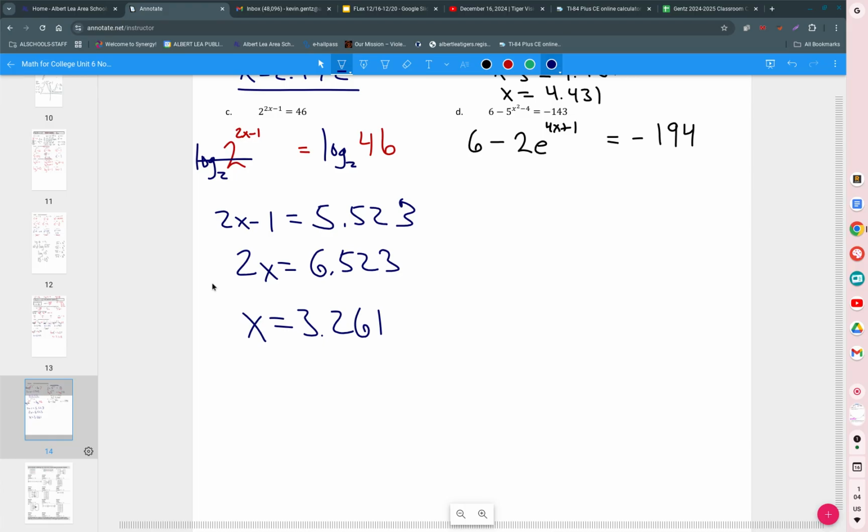All right, I'm going to change problem D. This will be kind of our content limit, the hardest kind of problem that we would try in this situation. We have 6 minus 2e to the 4x plus 1 is equal to negative 194.